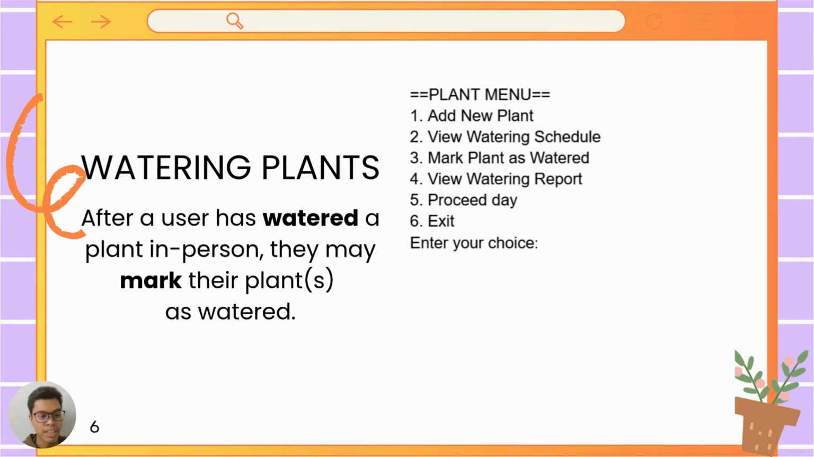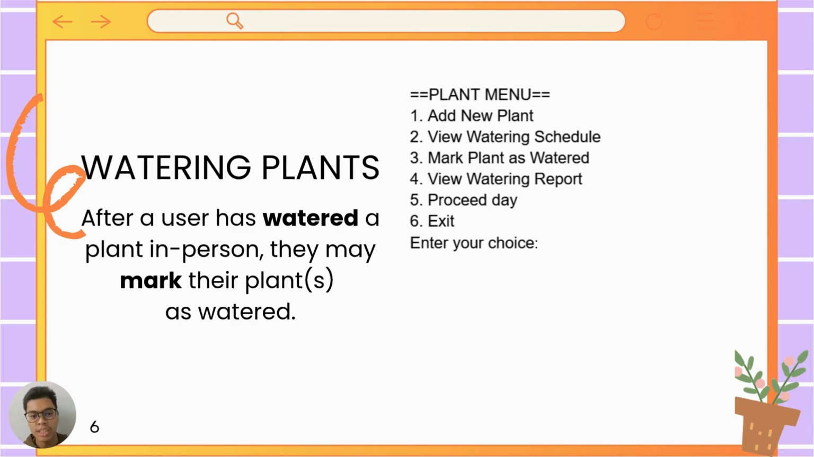Now, this is the key part of the system, which is, you want to mark the plant as watered. Of course, the system itself can't water the plant. You need to water it yourself. So after a user has watered a plant in person, they may mark their plants as watered.